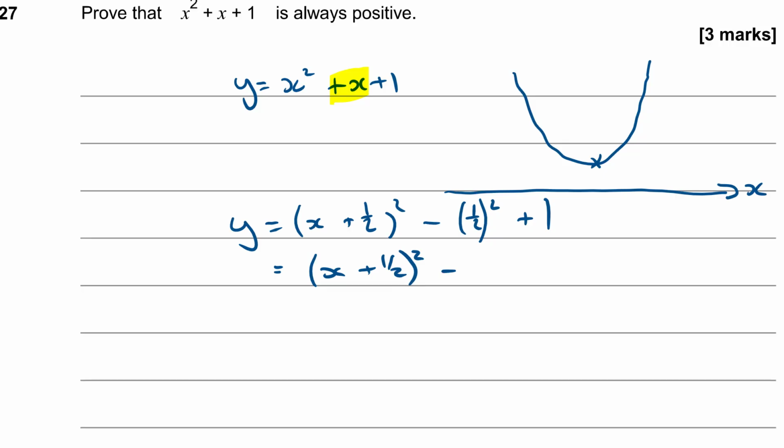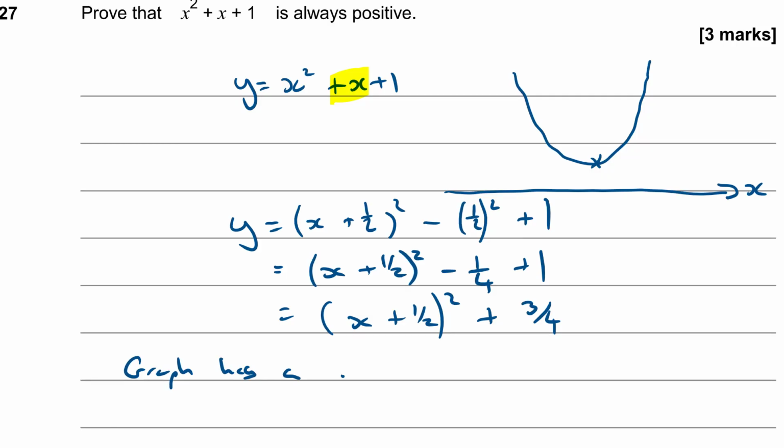Well, minus, what's a half squared? A half times a half is a quarter, plus 1. And that gives me x plus a half all squared. What's minus a quarter plus 1? 1 take away a quarter is 3/4, so that's plus 3/4. Okay, so then this graph has a minimum point at, well, what's the x-coordinate and what's the y-coordinate?